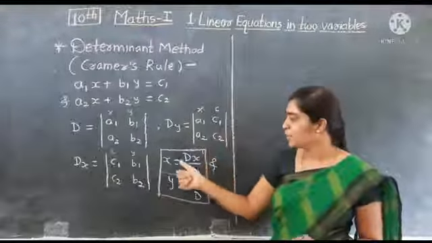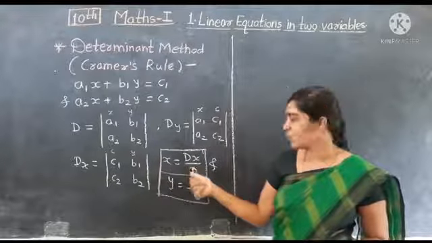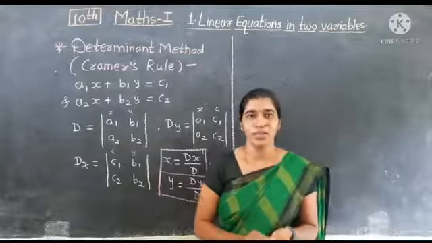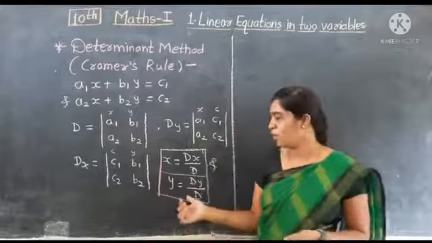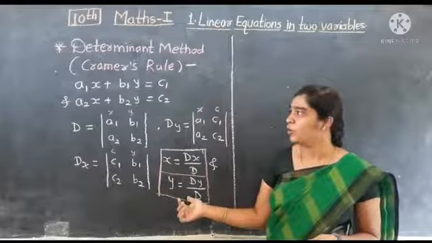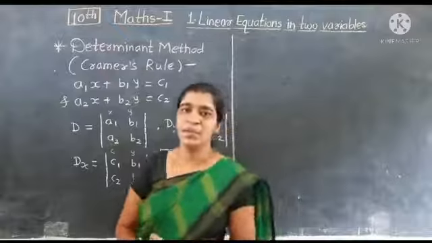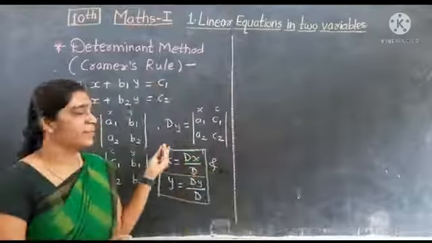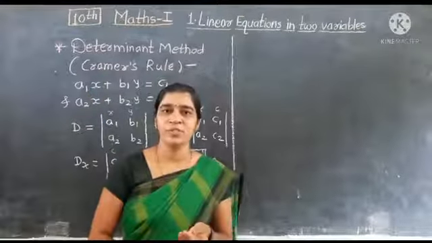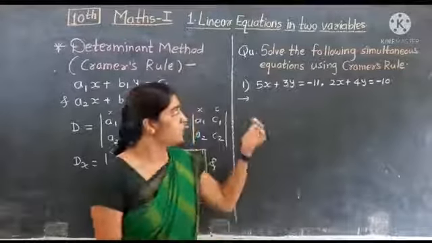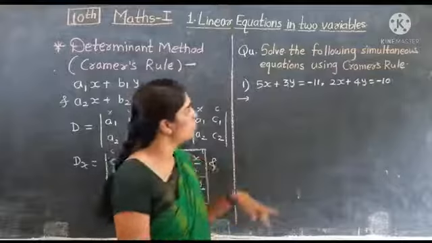And then by using Cramer's rule, x is equal to Dx upon D and y is equal to Dy upon D. So this is the formula for finding the values of x and y. Now we will see some examples based on this determinant method, or Cramer's rule. Okay, so let's start.